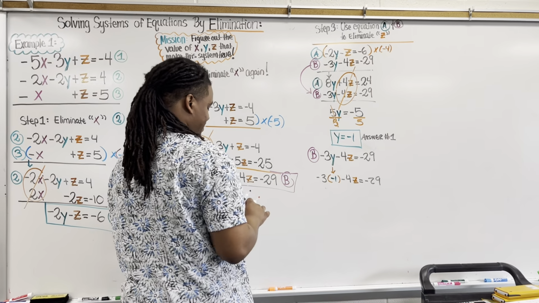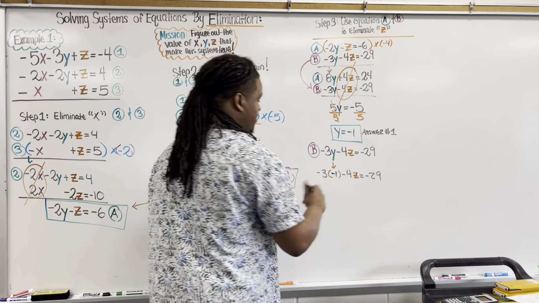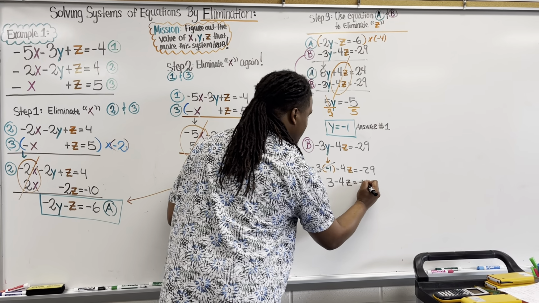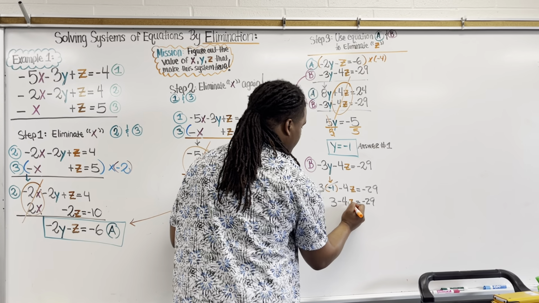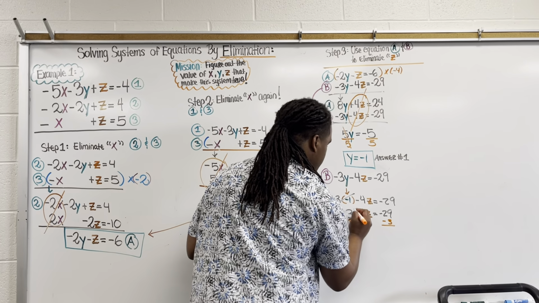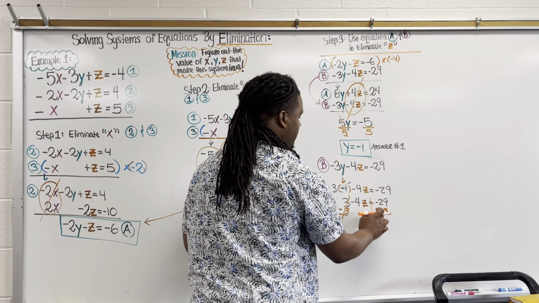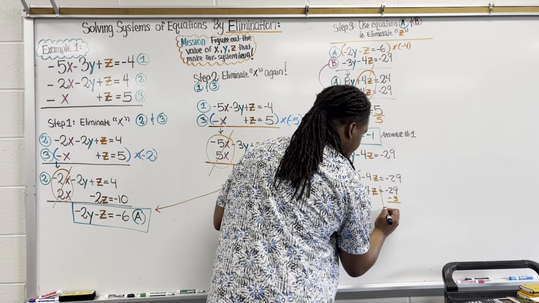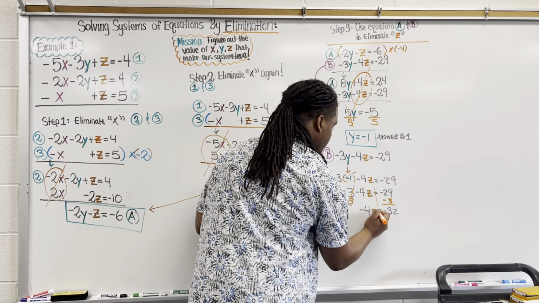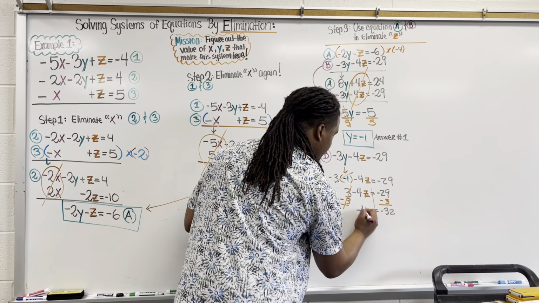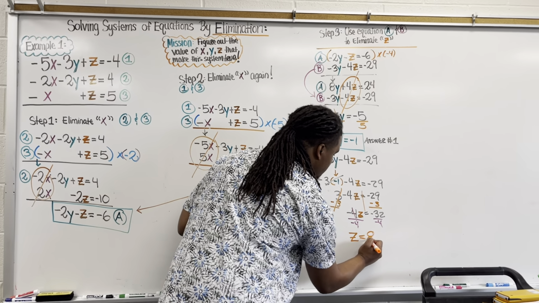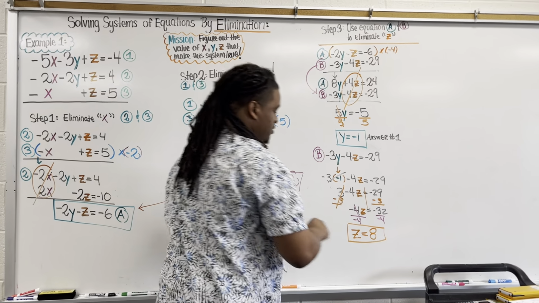Okay, so negative 1 times a negative 3 is a positive 3. So now I have a positive 3 minus 4z equals negative 29, right? Now, since z is the only variable, we can find the value of z, okay? So I'm just going to subtract 3 on both sides to get negative 4z by itself on one side. Negative 29 minus 3 is a negative 32. So I have negative 4z equals negative 32. And remember, we've got to get z by itself, so we divide both sides by negative 4. Negative 32 divided by negative 4 is a positive 8. So the value of z is a positive 8. So this is answer number 2.